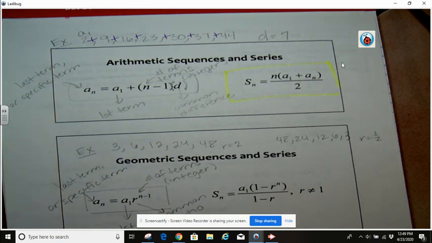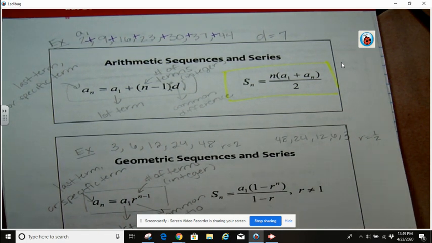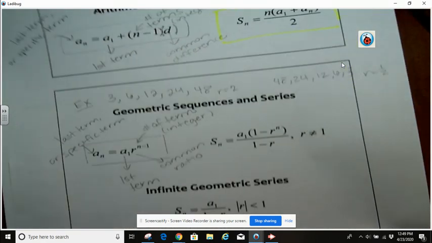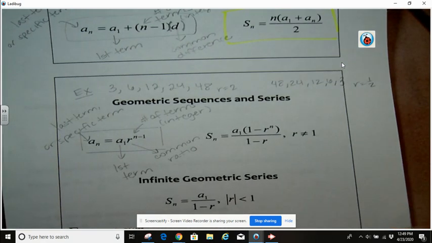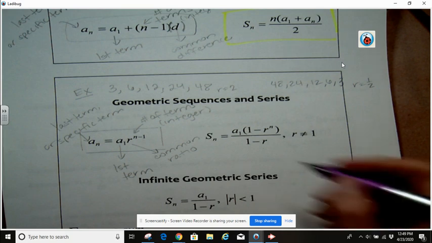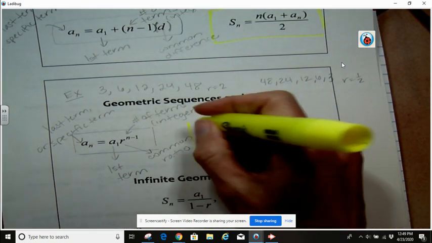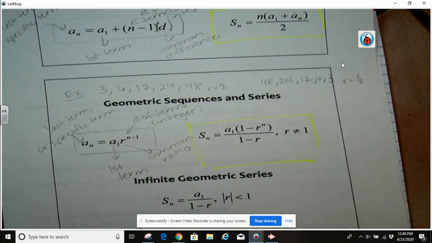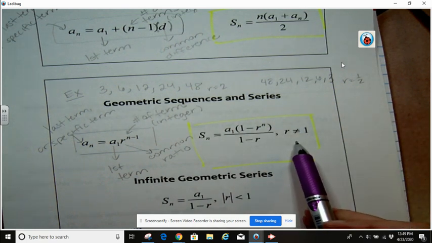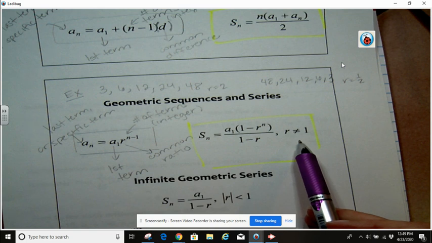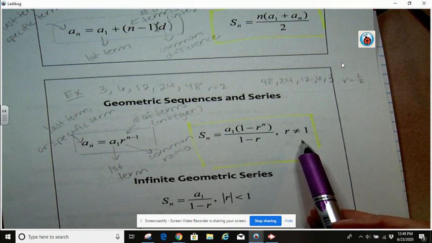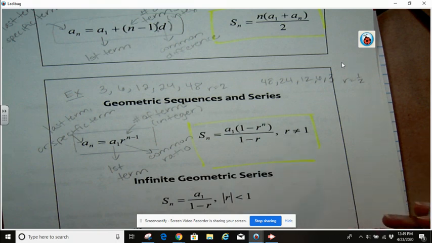And then when we get to geometric series, again, it's the same type of pattern, except we want to add up all the terms. Series is just the sum. So here we are going to take this formula. Notice it says r cannot equal 1, because that would mean that we would just be multiplying by 1 each time, which means that every term in the sequence would be exactly the same. Like 2 times 1 is 2, 2 times 1 is 2, 2 times 1 is 2. It would just be a series of the same number.